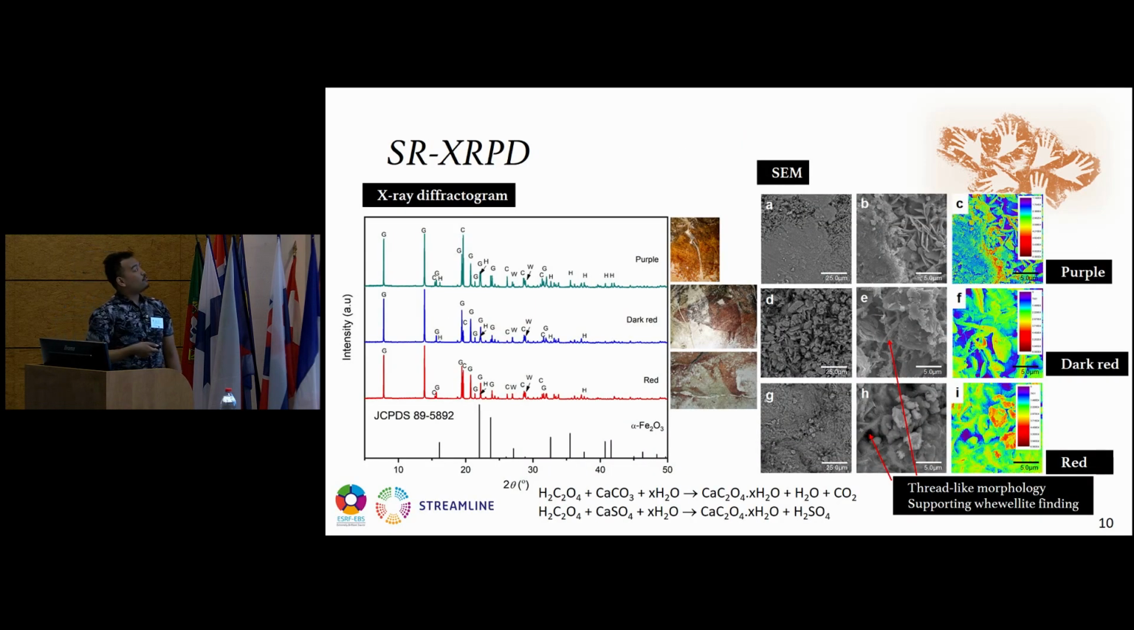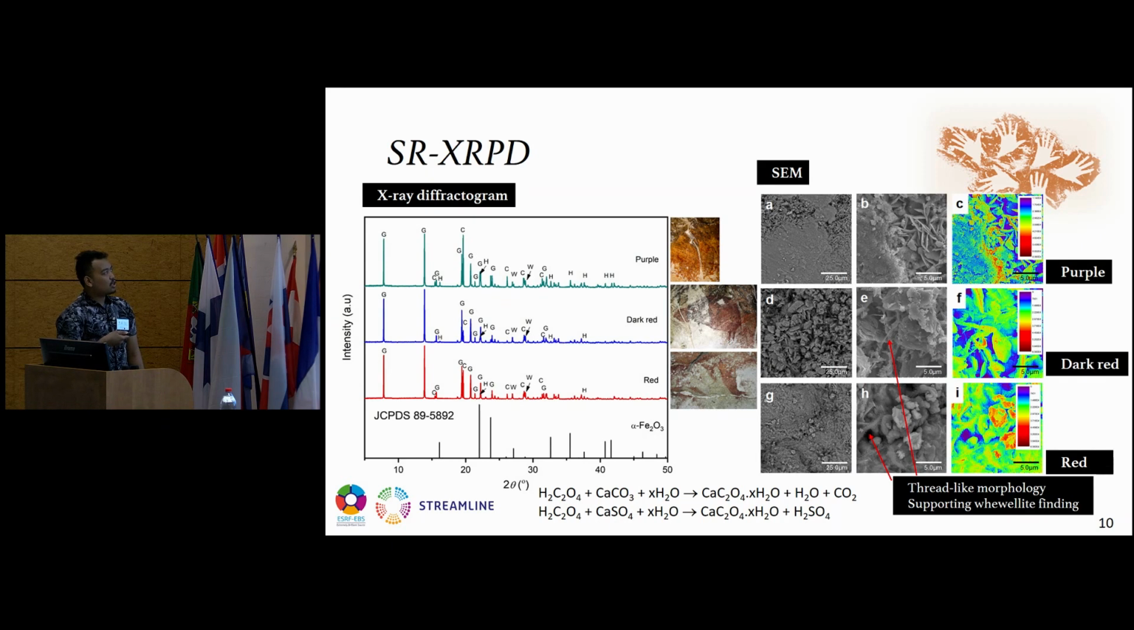This is the result of the X-ray powder diffraction characterization from the purple pigment, the dark red pigment, and the red pigment. We could see that all of the pigment samples contain gypsum and calcite, because gypsum and calcite are minerals on the rock art, the rock wall in the karstic region. We also see whewellite. Whewellite is the byproduct of the reaction of the metabolism of the microorganism with the calcium minerals. And this one is hematite.